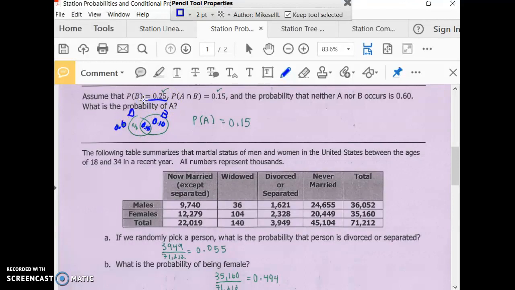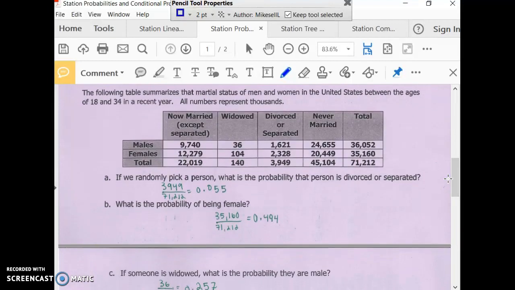Here's the next piece. It wants me to find the probability of what? A. You guys, check this out. These have to add up to 100. So 0.6 add 0.25 gives me 0.85. So right here that's 0.15. So here's the thing. Probability A is 0.15. Not quite, because what am I missing right here? The center part plus 0.15, which gives me 0.30.